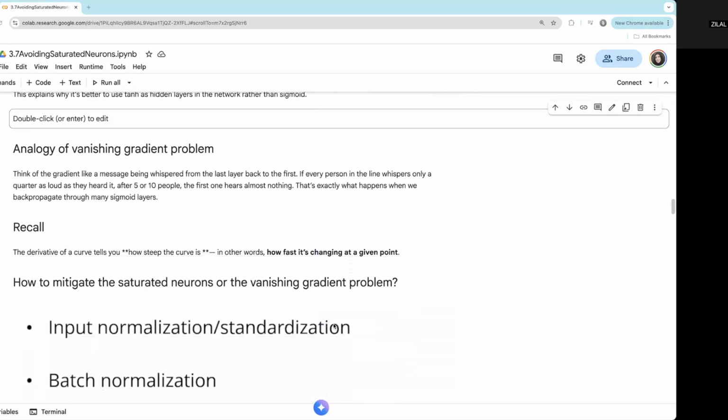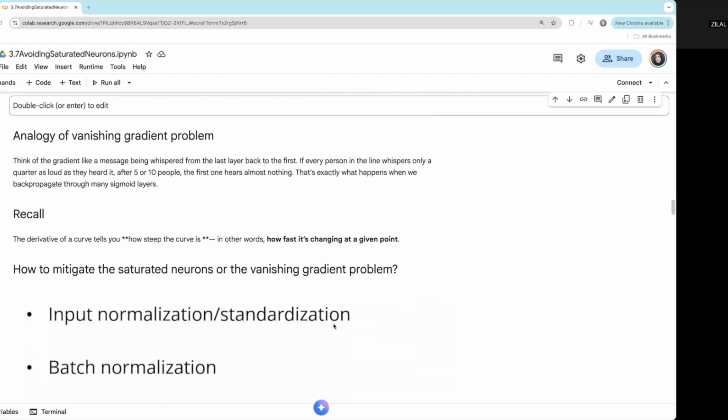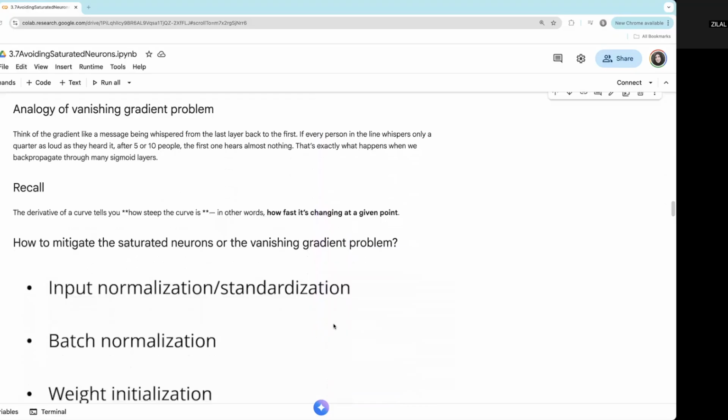Let's take an analogy of the vanishing gradient problem. Think of the gradient like a message being whispered from the last layer back to the first. If every person in the line whispers only a quarter as loud as they heard it, after 5 or 10 people, the first one hears almost nothing. That's exactly what happens when we backpropagate through many sigmoid layers.